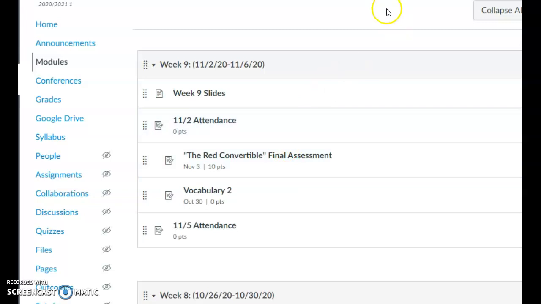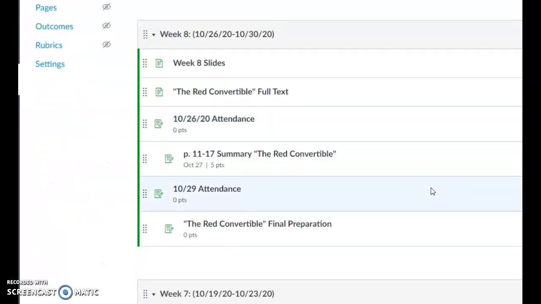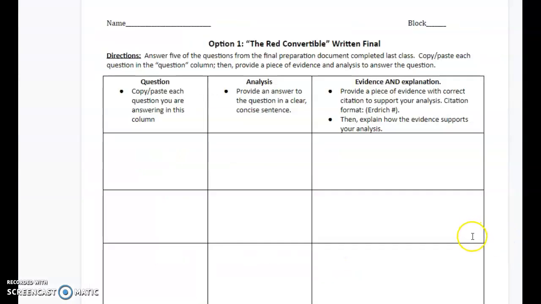For the final, for The Red Convertible, it's 10 points, so although it's like an assessment, it's not worth a ton of points. It's not what you would consider like a normal test. I just say assessment because it's assessing your knowledge of the end of the text and making sure that you read. Next class, for the final, you'll have the option of a written chart final.